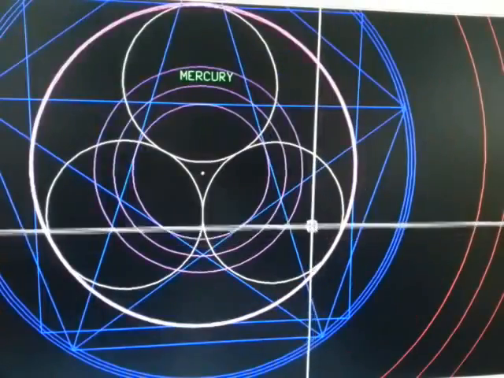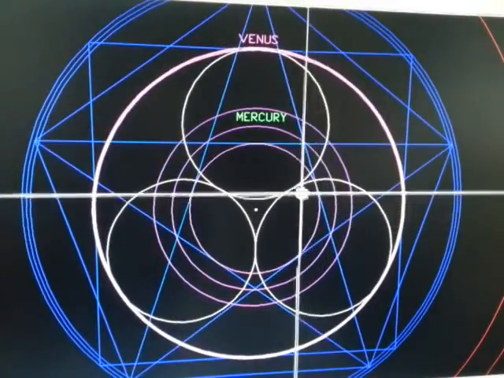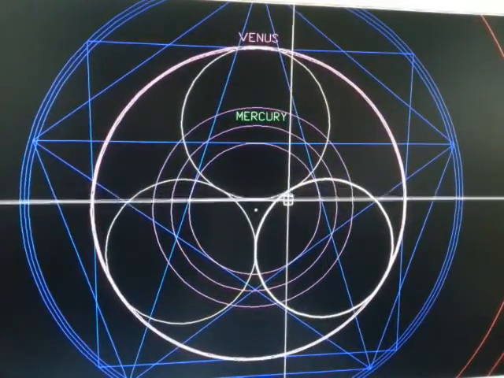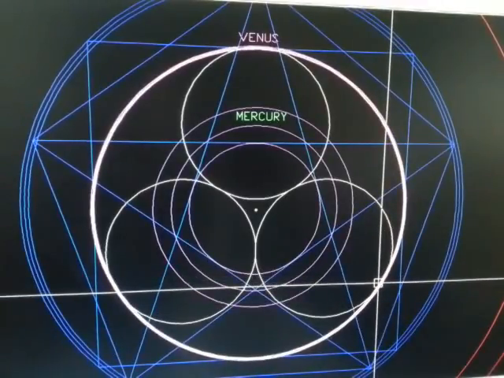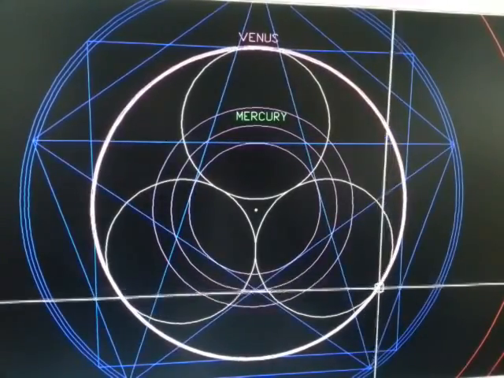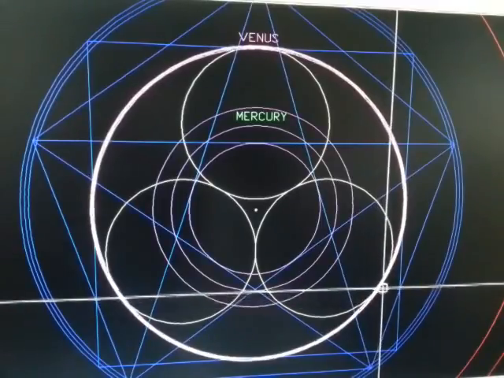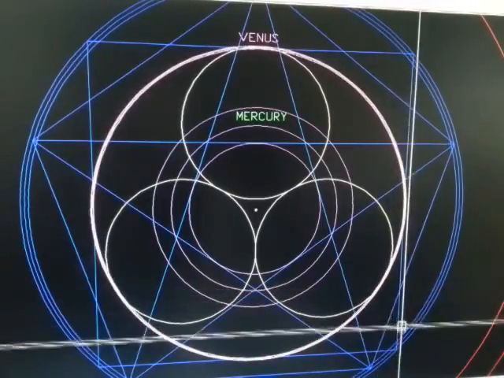Mercury's orbit, if we plot 3 circles just touching each other tangentially, then the outer tangent of those circles fits perfectly in Venus's orbit.